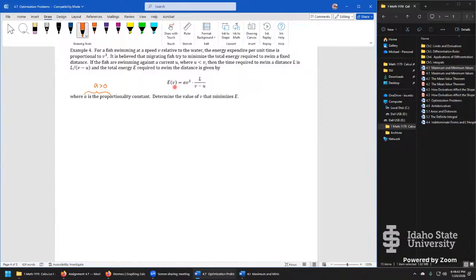So V is like X. A is a constant, we said before, but let's say it again. A is constant. It's positive, so we'll use the constant multiple rule when we differentiate. L is going to be the distance the fish swims, so L is constant. Also, we can assume L is a positive constant as well. U is the speed of the current, but when we say E of V, only the speed of the fish is changing. U, we're going to assume, is constant as well. U is constant.